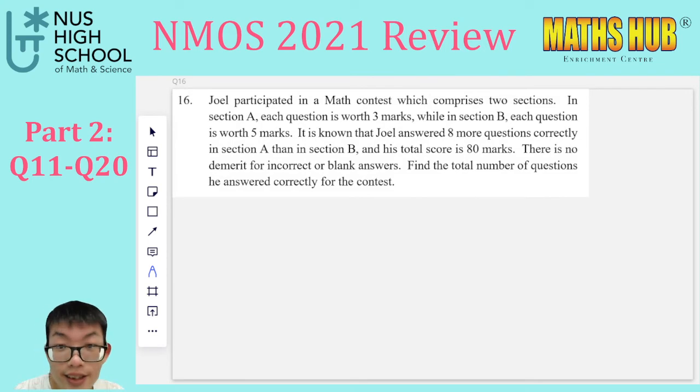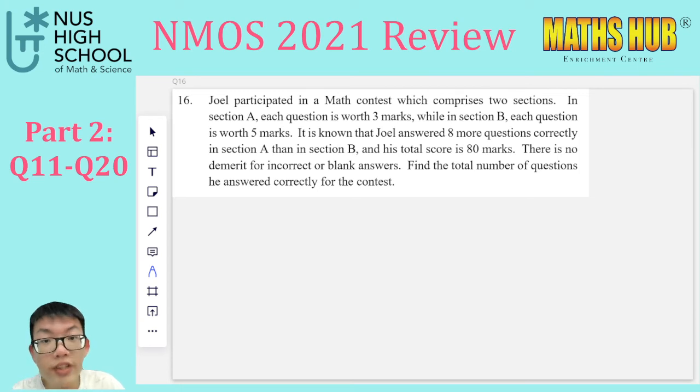Question 16. Joel participated in a math contest which comprises 2 sections. In section A, each question is worth 3 marks. In section B, each is worth 5 marks. It's known that Joel answered 8 more questions correctly in section A than in section B, and his total score is 80 marks. There is no demerit for incorrect or blank answers.